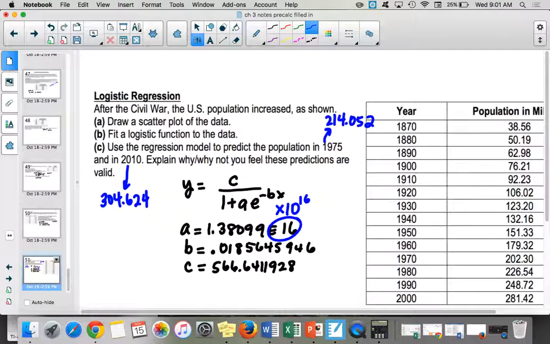Okay, so it says explain why or why not you feel these predictions are valid. So it says after the Civil War, the U.S. population increased as shown. There were other wars after it, right? What else could happen to the population? Once you have that baby boom when people come back, maybe you don't have that baby boom after a while, right? There's other things that could affect it, definitely. Okay, so let's stop there.